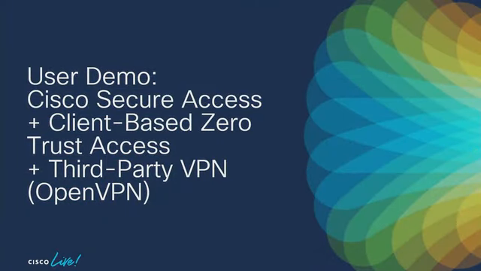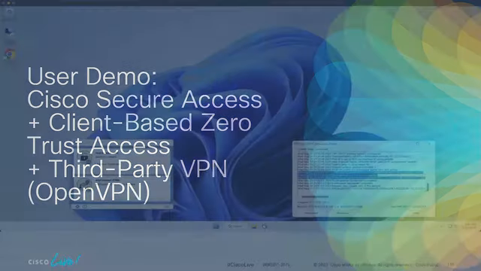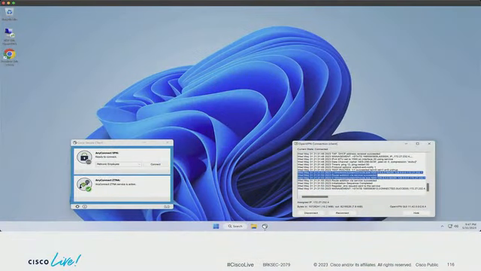Okay, so let's take a look at this demo, right? So in this demo, we have ZTNA based on our Secure Access solution, and the VPN is going to be OpenVPN. So here you actually see that the AnyConnect client is not turned on, ZTNA is registered, and we have the OpenVPN client over here. Okay, so we're going to do connectivity into the environment.